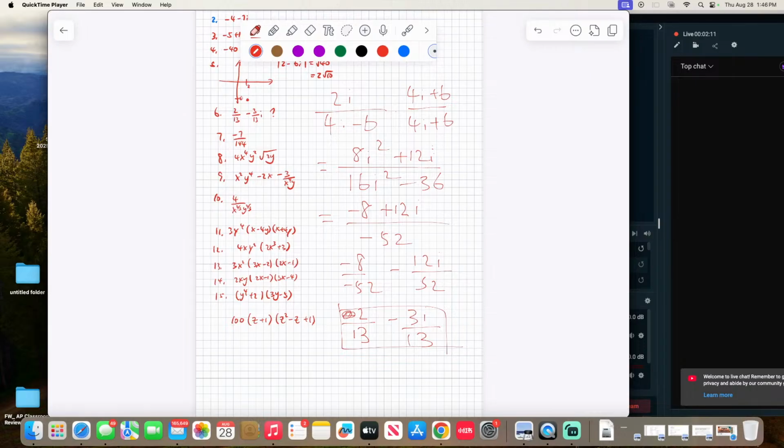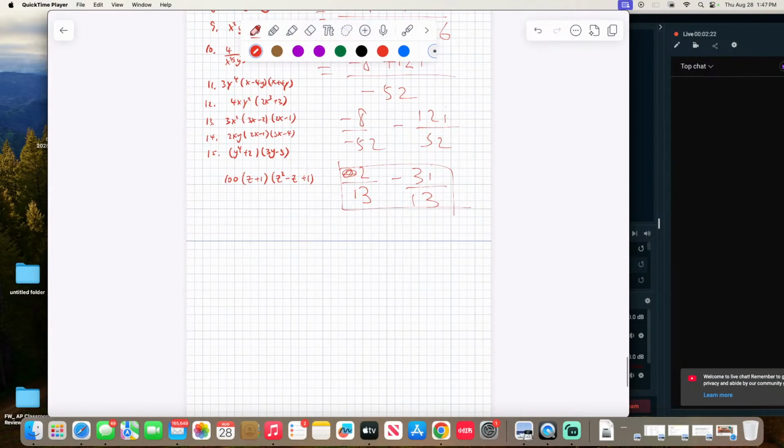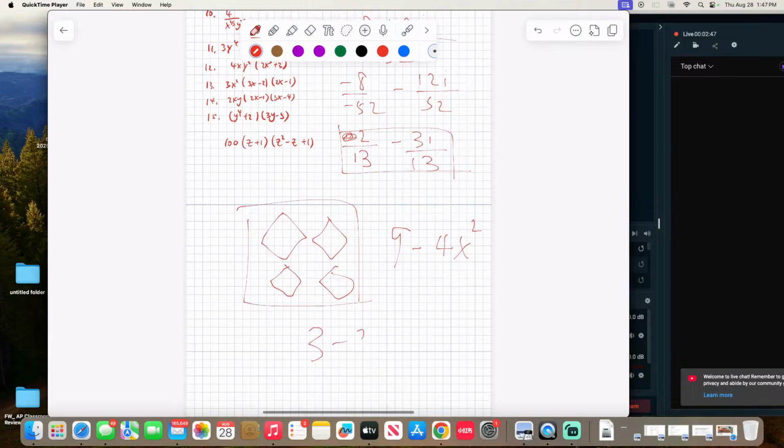Are you going to cover 53, 55 and 57? I'm going to cover 57. 57 is a rectangle and there is a diamond. It's 9 minus 4x squared, so it'll be 3 minus 2x and 3 plus 2x.